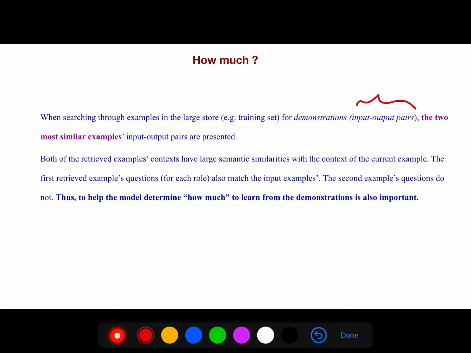Both of the retrieved examples' contexts have large semantic similarities with the context of the current example. The first retrieved example's questions also match the input example. The second example's questions do not. Thus, helping the model determine how much to learn from the demonstrations is also important.